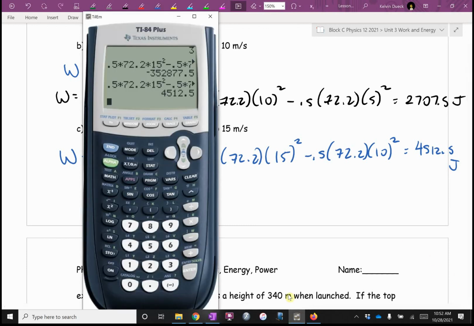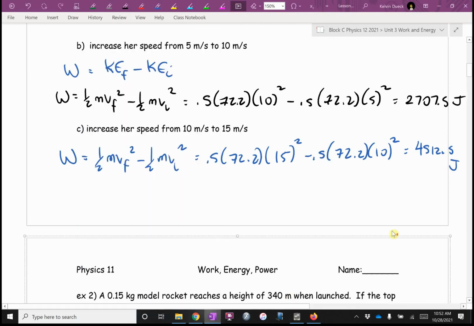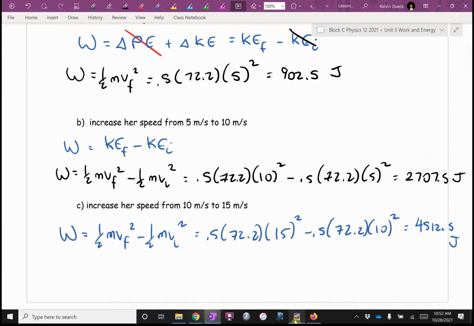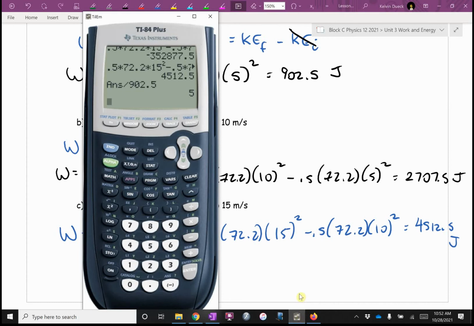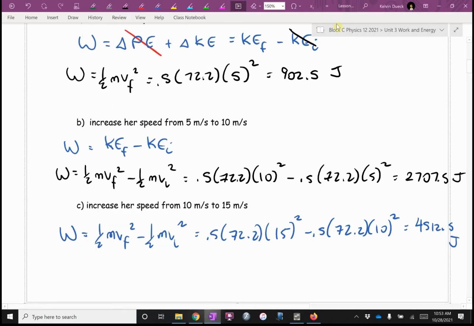If I go 4,512.5 divided by 902.5, why do I get 5? What's going on there? Is that right? Is it 4,512.5 or did I do it wrong? That's right. Okay. So you can't, because again, in this question, we went from 10 to 15. We're not going to get 3 times faster, 9 times more. But if we had started at 0 to 15 compared to 0 to 5, 9 times more energy.